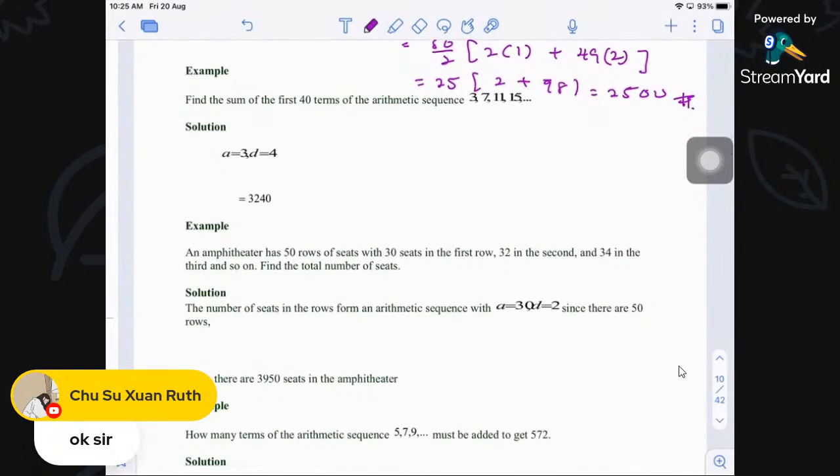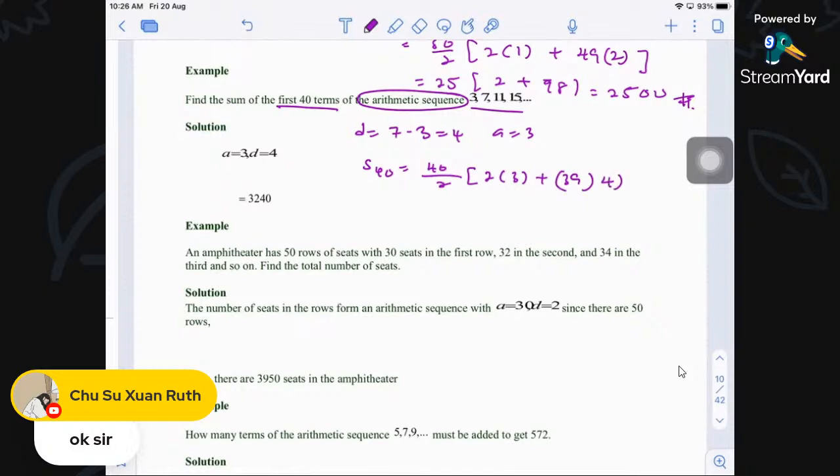Now let's say they ask for the sum of the first 40 terms of the arithmetic sequence 3, 7, 11, 15. From here you can tell me the difference is 7 minus 3, which is 4. Like this you have no problem because they already tell you it's an arithmetic sequence. You can prove that 7 minus 3 is 4, and that is an arithmetic sequence already. Clear? So a is going to be 3. From here, S40 is 40 over 2 times (2a, which is 2 times 3, plus 39 times d, where d is 4). I'm very sure you can calculate and get 3240.